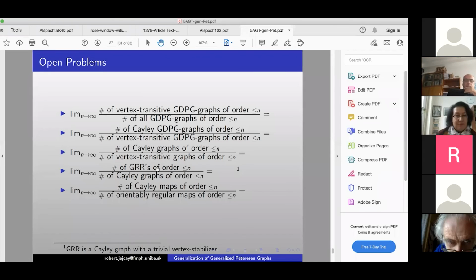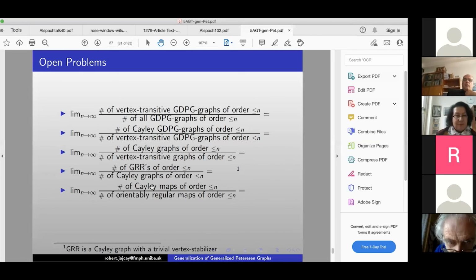I don't know. And I will finish with one more very closely related problem that maybe people who don't work with maps are not very interested in, but it's very closely related to this series of questions. If you take all orientably regular maps, meaning all the maps where the orientation-preserving automorphisms act regularly on darts, and you ask how many of them are Cayley maps, which is a very special subclass of maps, very special in the sense of the definition.